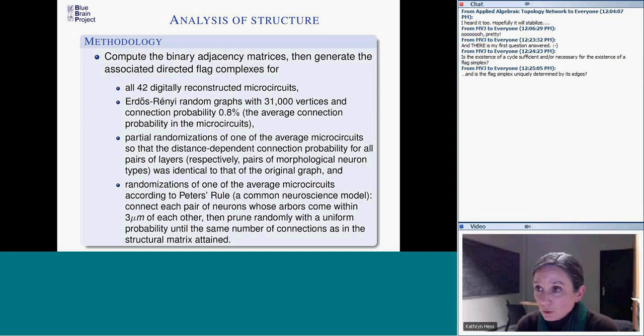So what we did was to first look at these directed flag complexes and just look at how many simplices they have. So what we were counting were numbers of these directed cliques in the graph. A reasonable thing to compute. Why should this be biologically interesting to think about?